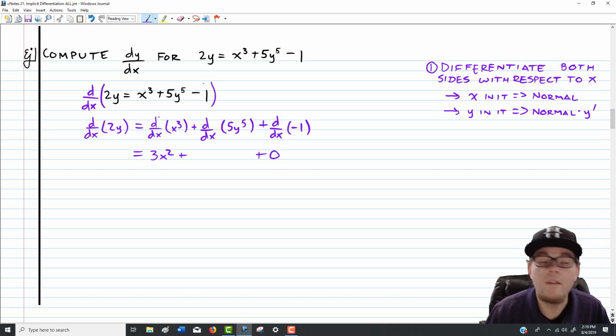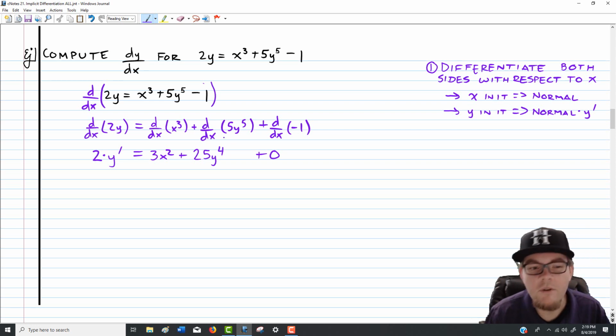Our big problem is handling the other two that have y's in them. But of course we know what to do here. So think about these functions as just in terms of x. If we had the derivative of 2x, our derivative would just be 2. But there was a y in there, so we have to use the chain rule and multiply by y prime. Likewise, if this was 5x to the fifth, our derivative would be 25x to the fourth. So our derivative here is going to be 25y to the fourth. But because we differentiated the y, there's that chain rule connection, so we multiply by y prime.